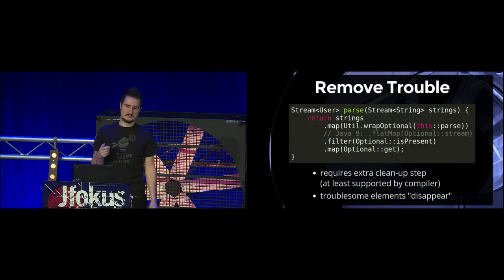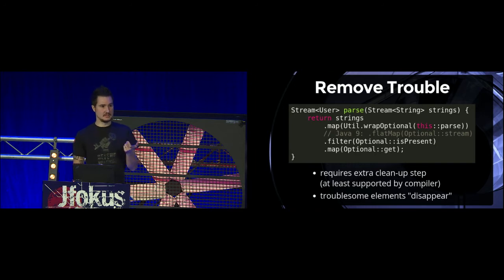Then we do this. We call map, and then we get back the stream, which now contains optionals of users and not users anymore. Now we can check whether the optional is actually present, and if it is, we get it out. So we remove those elements where the parsing failed. This also requires an extra cleanup step. We had that earlier with null.